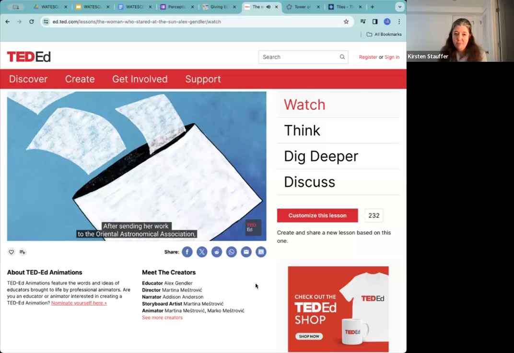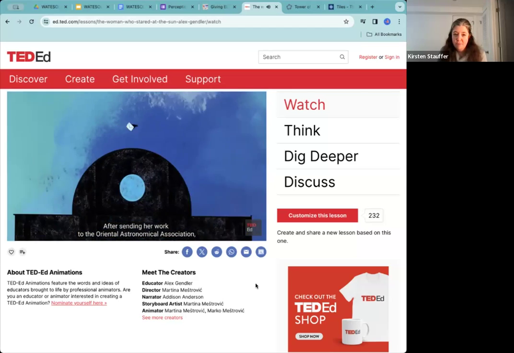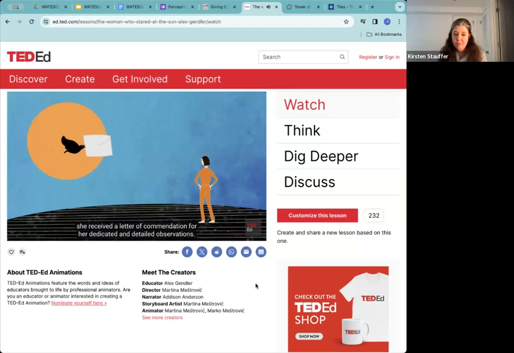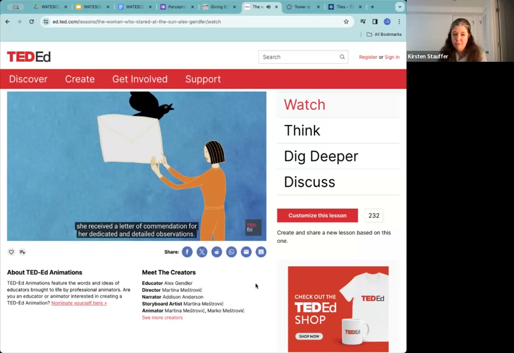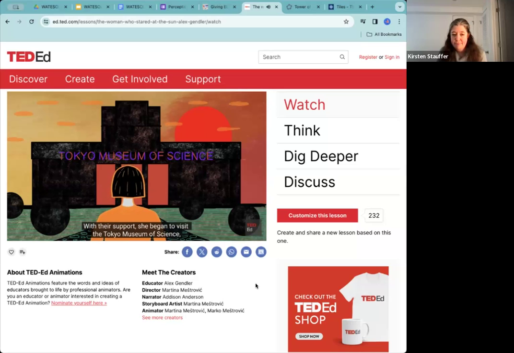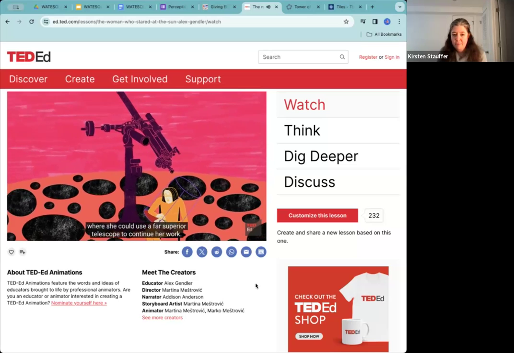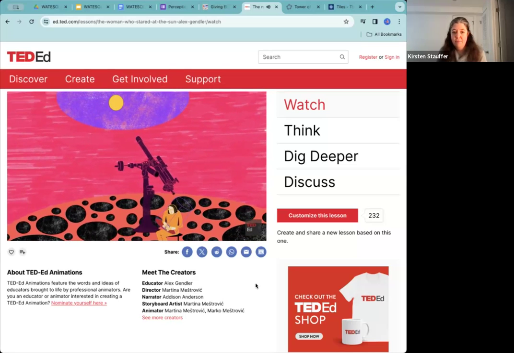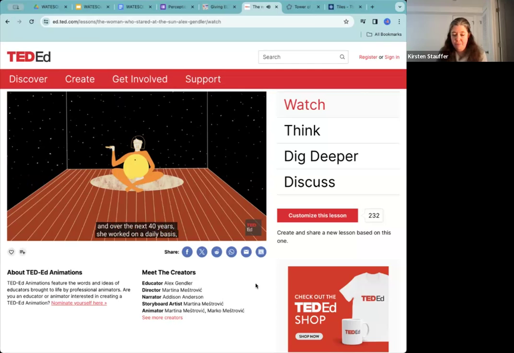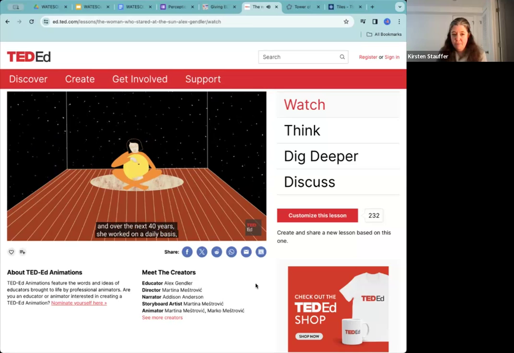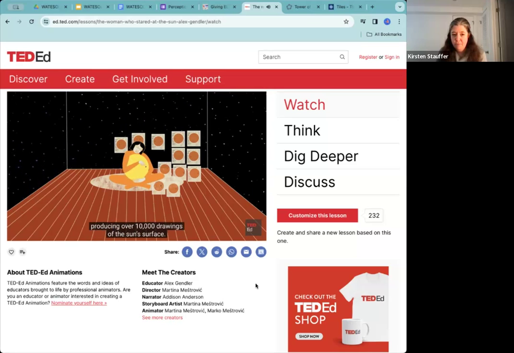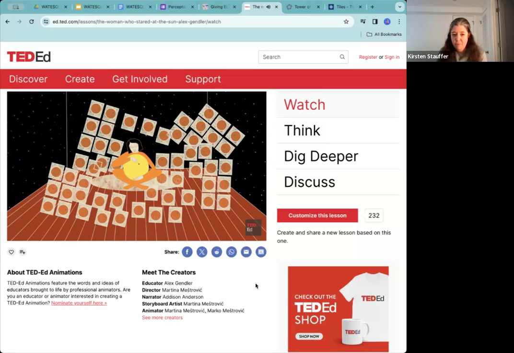After sending her work to the Oriental Astronomical Association, she received a letter of commendation for her dedicated and detailed observations. With their support, she began to visit the Tokyo Museum of Science, where she could use a far superior telescope to continue her work. Koyama soon joined the museum's staff as a professional observer. And over the next 40 years, she worked on a daily basis, producing over 10,000 drawings of the sun's surface.